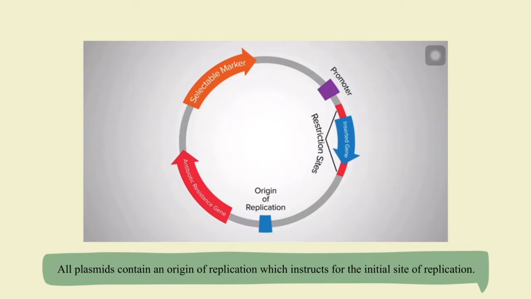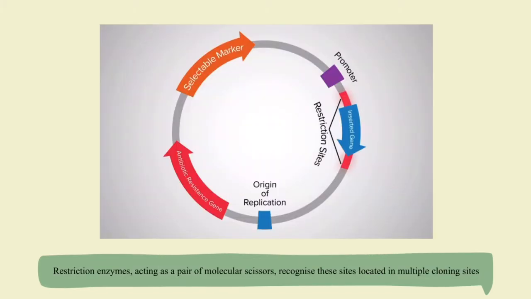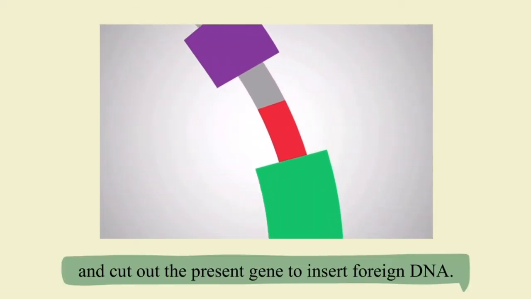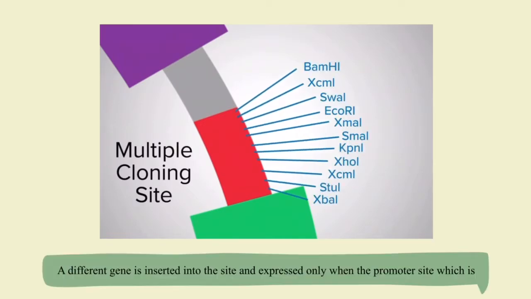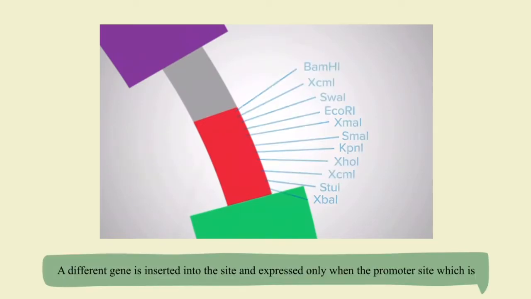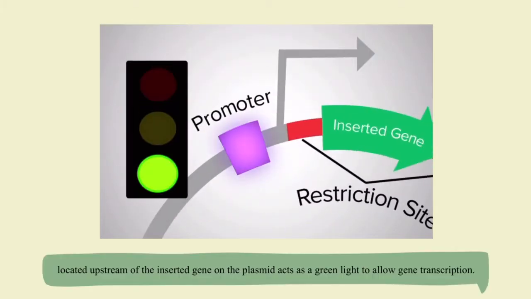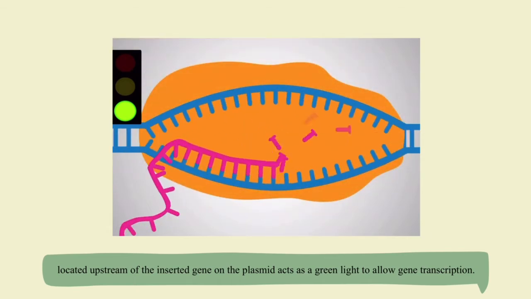All plasmids contain an origin of replication, which instructs for the initial site of replication. They are designed to introduce genes of interest through electroporation. Restriction enzymes, acting as a pair of molecular scissors, recognize these sites located in multiple cloning sites and cut out the present gene to insert foreign DNA. A different gene is inserted into the site and expressed only when the promoter site, which is located upstream of the inserted gene on the plasmid, acts as a green light to allow gene transcription.